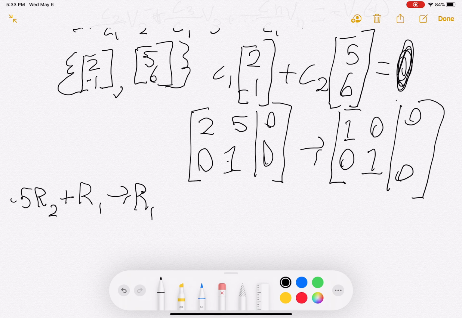As you can see, this is reduced row echelon form, because we have 1s here and 0s here. We can now see that both constants are equal to 0, thus making this set of two vectors independent, which makes sense because you can't multiply any constant by one of these to get the other.